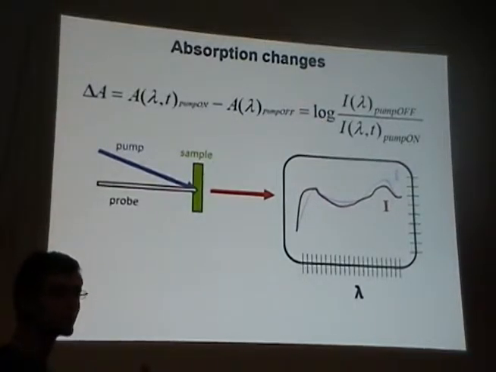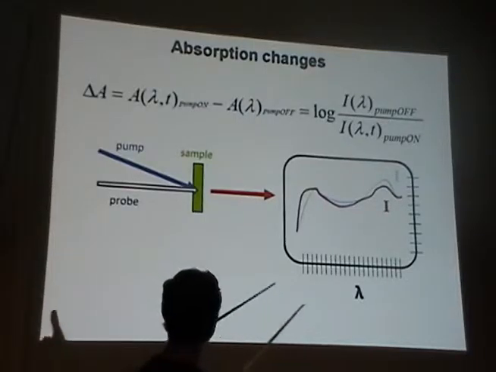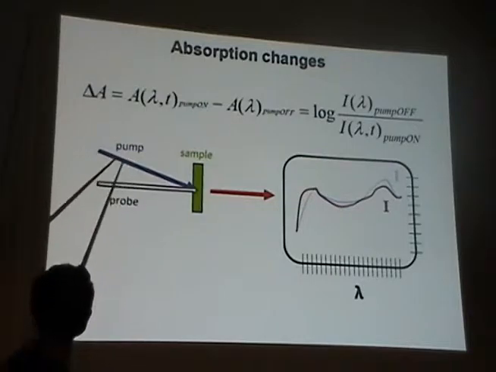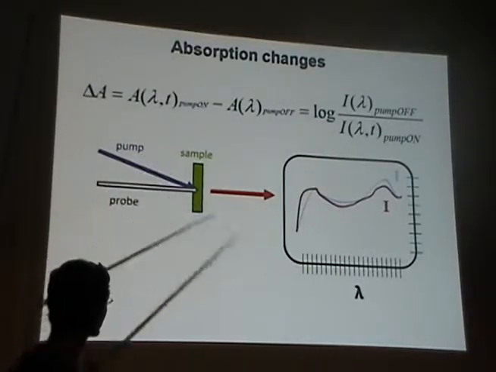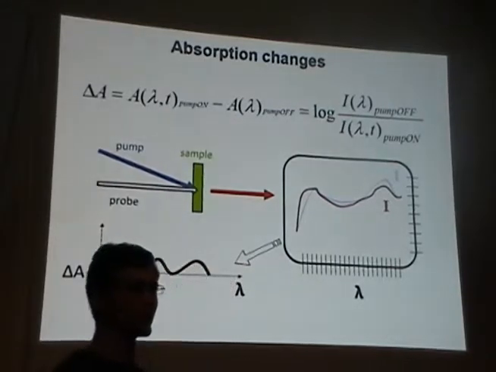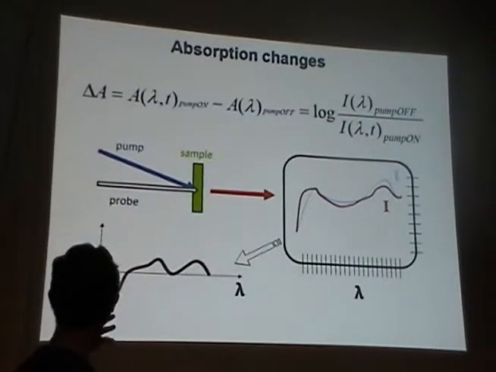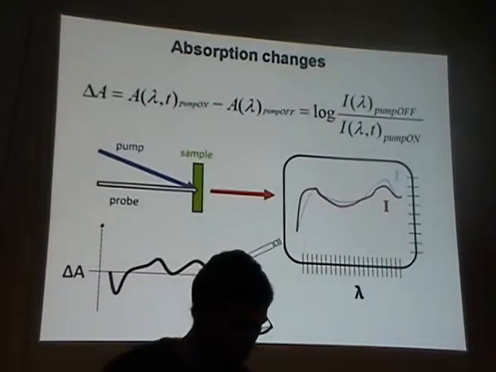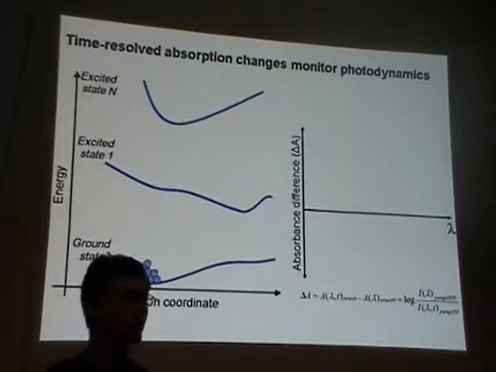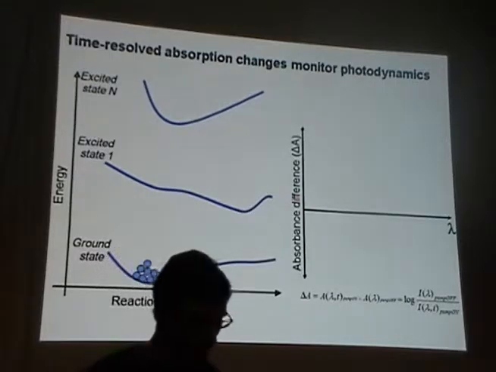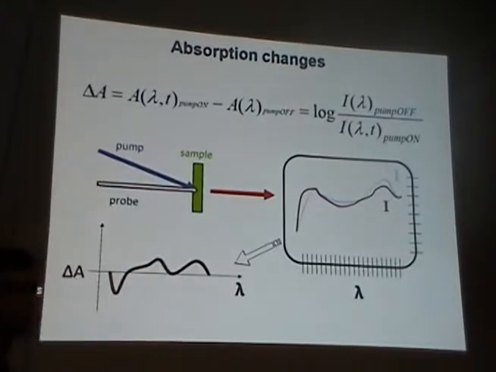So in the case of the pump off, we only have a probe, and this is like a type of absorption spectrum that we can measure. Now, if we first shine the pump light into the sample and then the probe after it, then the spectrum will have changed because of some spectral effects induced by the pump. Okay. Now, subtracting these two, we have a different absorption spectrum, and this is then what we see, how these different absorption spectra change as a function of time.